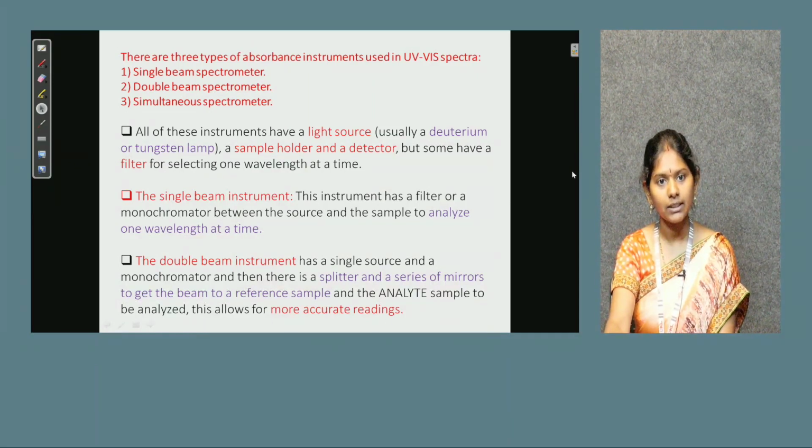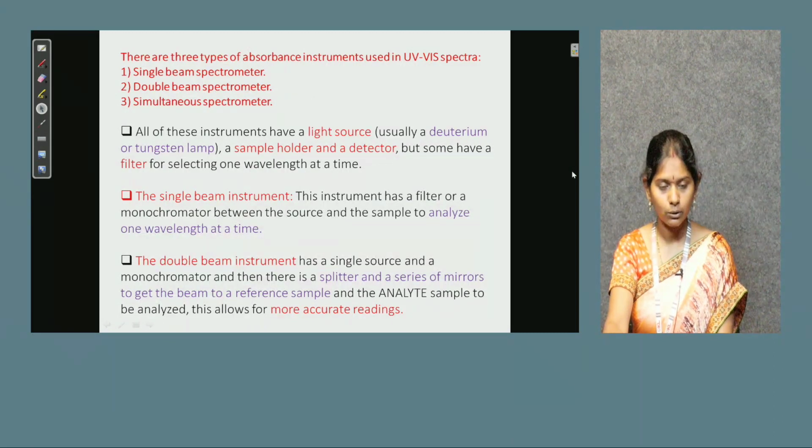So the main difference is that in the single beam, we have to analyze the samples one after the other, whether it is a reference sample or the analyte. But in the double beam instrument, we have two beams and two holders. That means we can analyze the reference sample and the analyte sample simultaneously.